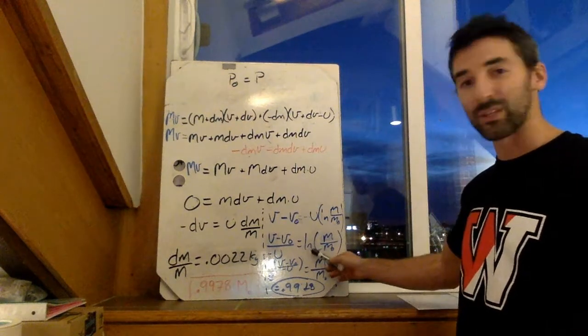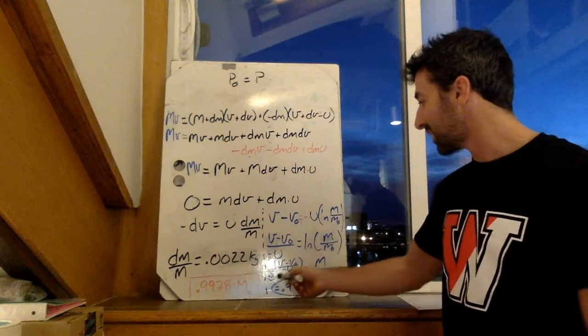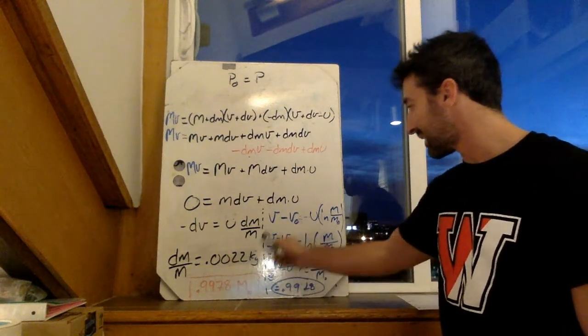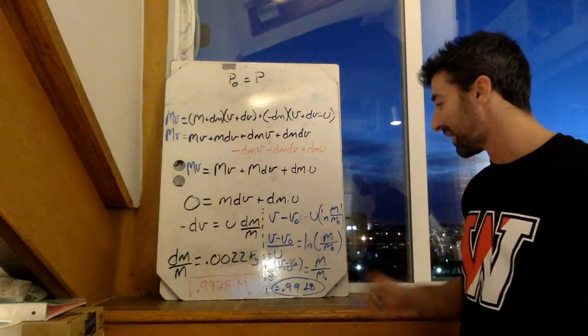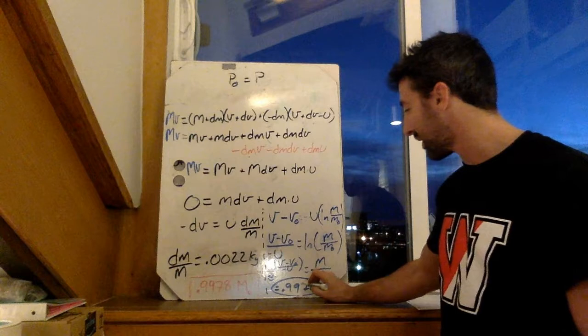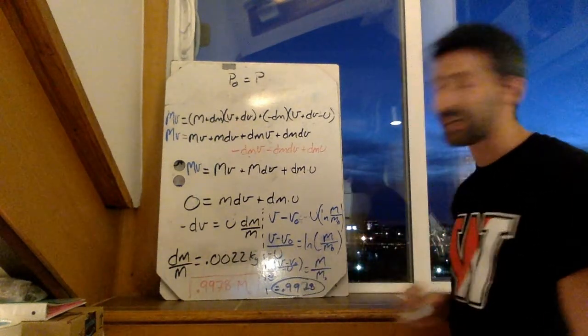To get rid of that natural log, it's just an identity. I'm going to take e and raise it to both sides. So I'm taking e raised to v minus v naught over negative u, which is equal to m over m naught. And I come out with that exact same thing, 0.9978. Again, this is the fraction of mass that I have left over.